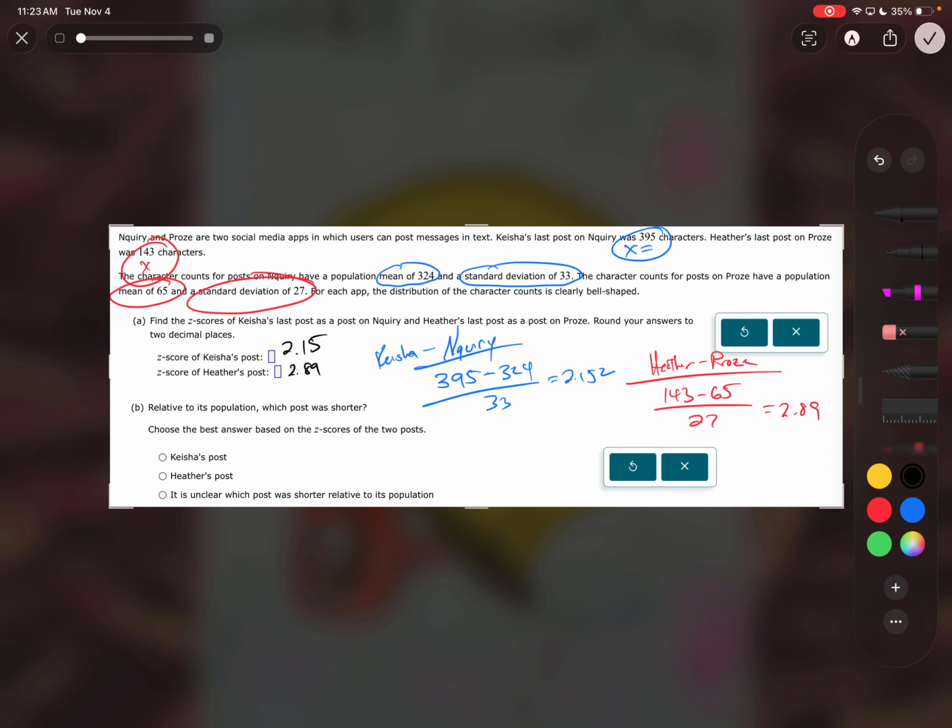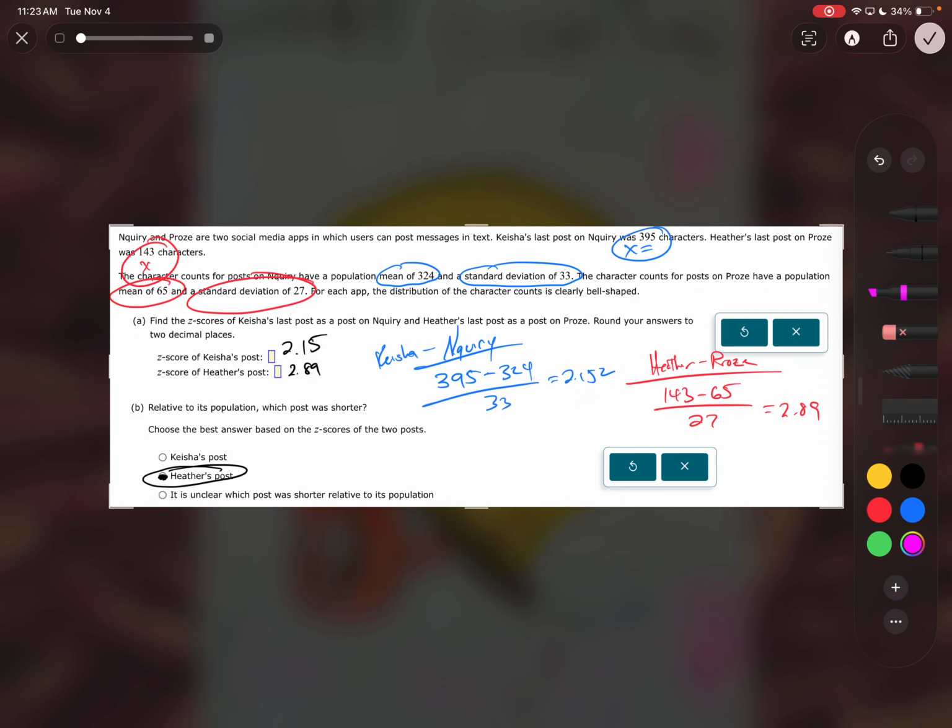So actually, even though Heather's posts are only 143 characters and Keisha's posts are 395, Heather's posts are longer than Keisha's relative to what's on the platform, right? This is back when tweets could only be 144 characters. Even though it's a shorter post, it's relatively longer than all the other ones on the platform. Does that make sense? So this is what it means by relative, and it standardizes all the data.